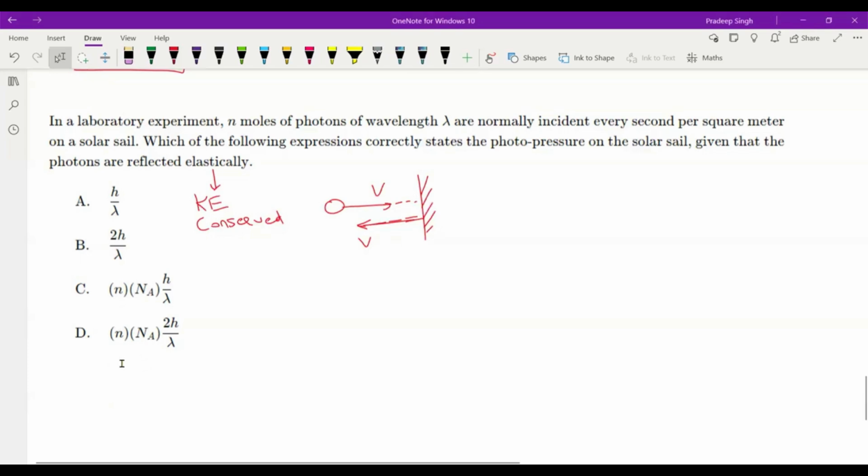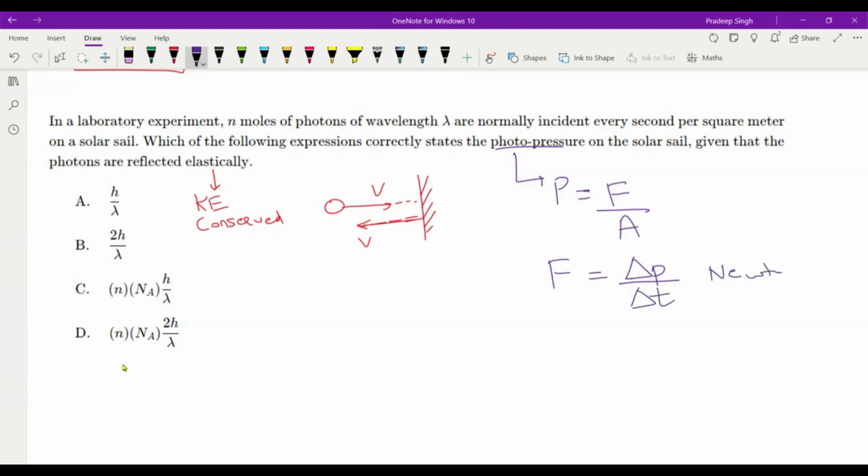Since you mentioned it's from mechanics, pressure is force by area, so force is pressure into area. Then you can find force by the change in momentum. So we know that the formula for the momentum of a photon is P equals h by lambda. Christine, force is not the change in momentum. That's incomplete. Force is the rate of change of momentum.